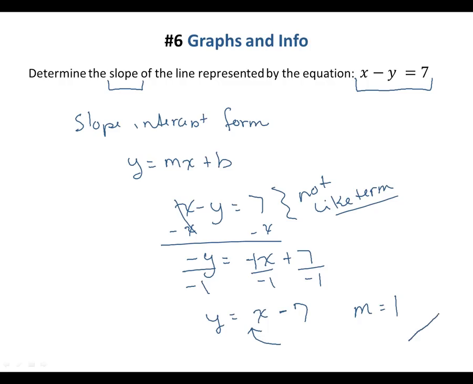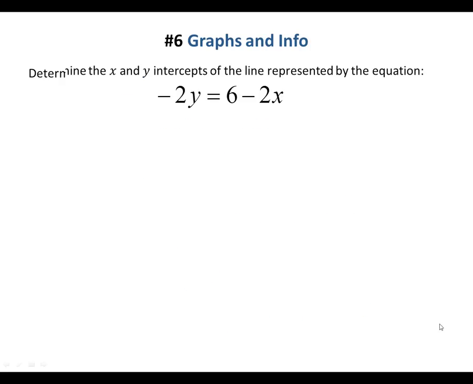The slope of the line. Where is the slope of the line? It's always the coefficient of x, but there's nothing there. What does that mean? It's the invisible one. So this slope is 1. Okay, so I'm going to ask again, is that uphill or downhill? It's uphill because it's positive.